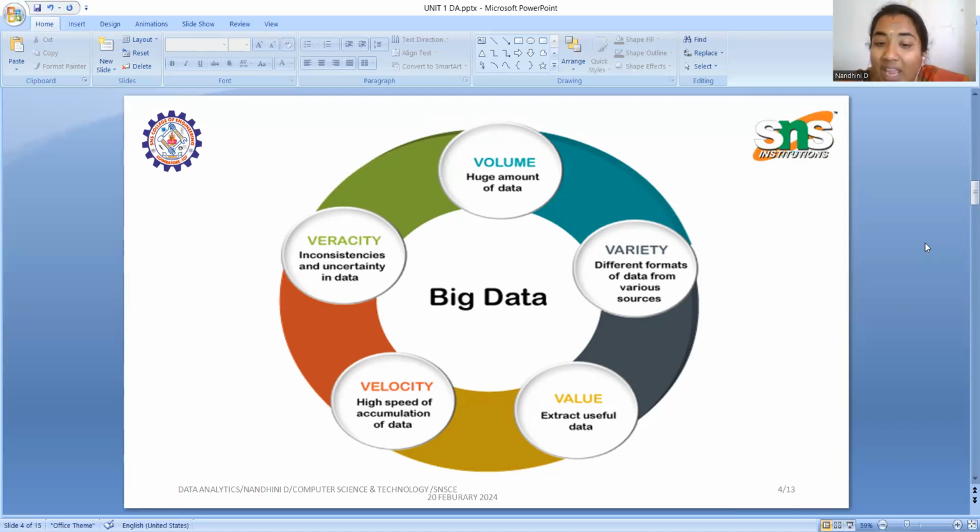What is value? Extracting useful data. What is known as extracting useful data? For example, we are taking an example of a hospital. In the hospital, many patients have been there and they are detecting many diseases. For that, we can say that a patient can extract useful data. How are we extracting useful data?